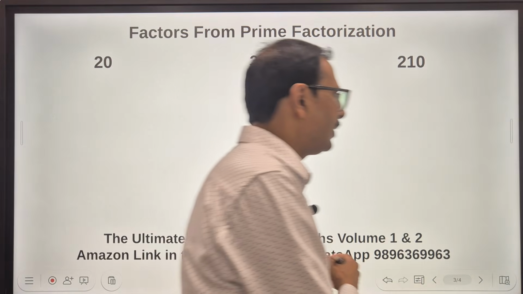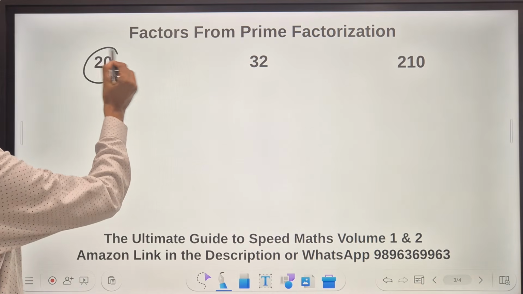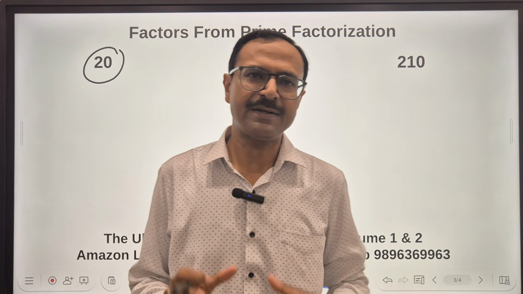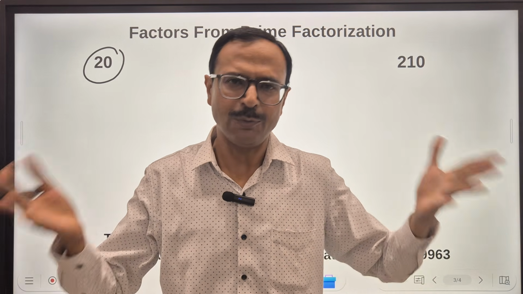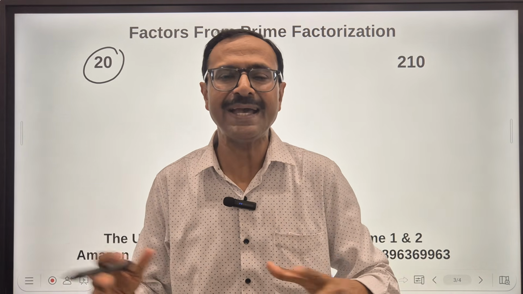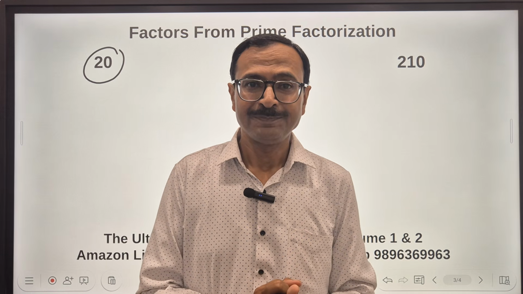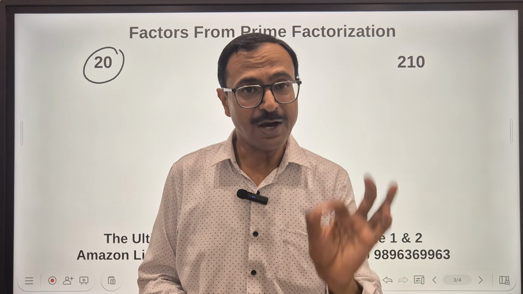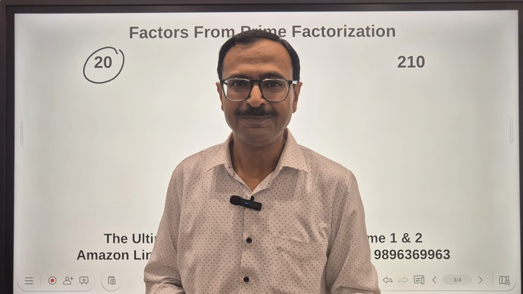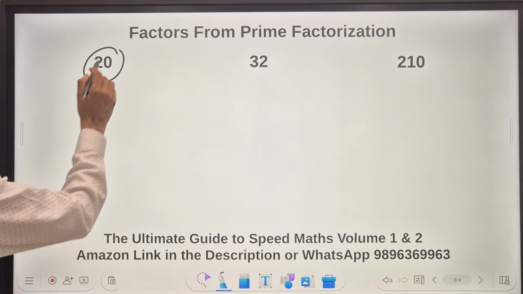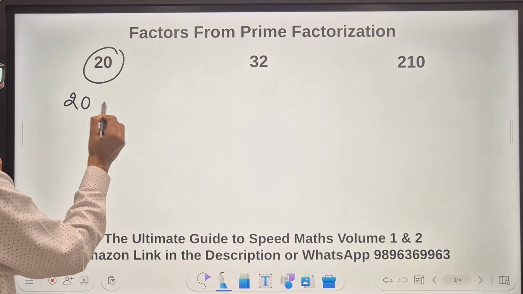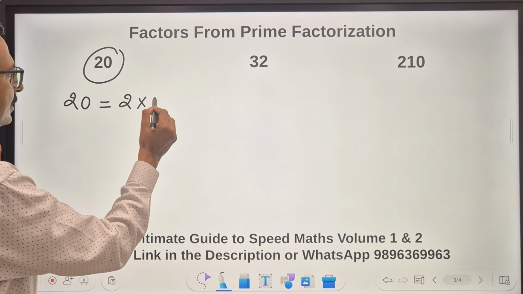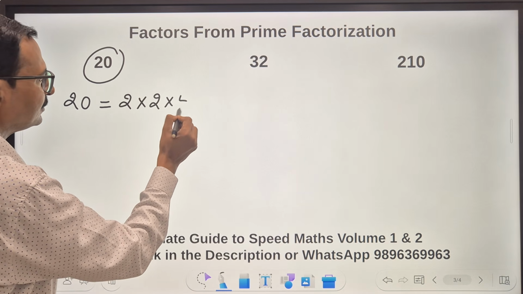Let me just show you by taking an example of a small number like 20. I want to list down all the factors of 20. And most of us know what are the numbers which divide 20 exactly. But I don't want to miss anything. When I come to 210, you will see how important is that method. Here, 20 can be prime factorized as 2 times the product of primes, right? 2 times 10 means 2 times 5, right?